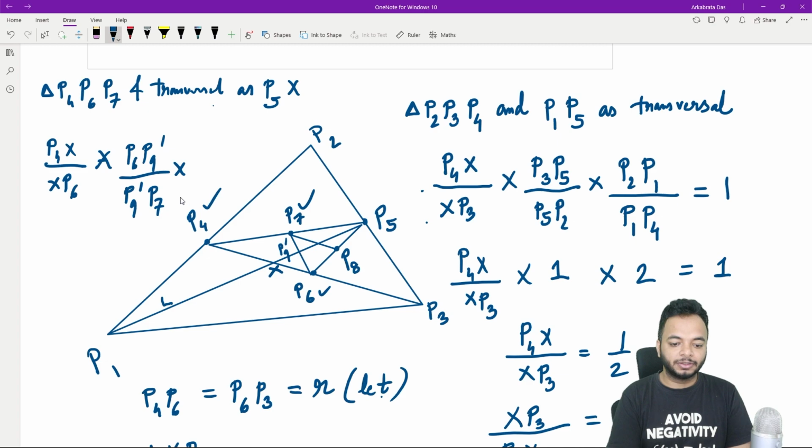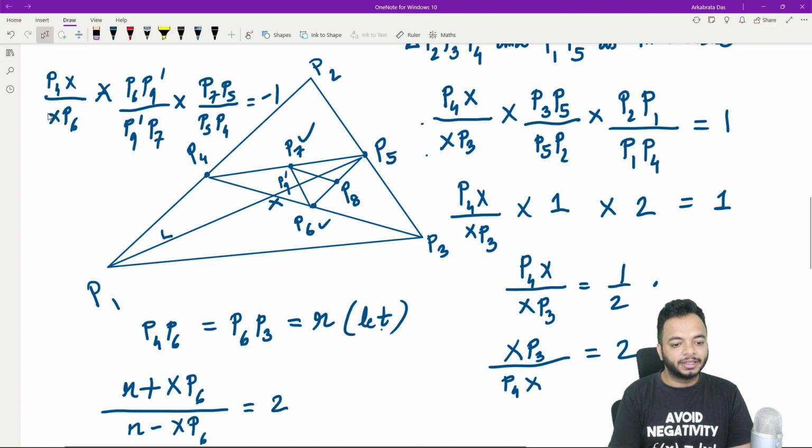So the next ratio would be, from P7 you have to go to P5. So P7 P5 divided by P5 P4, which equals -1.